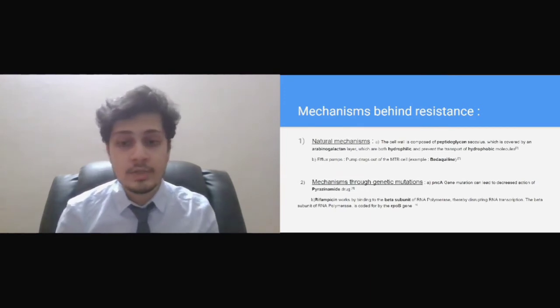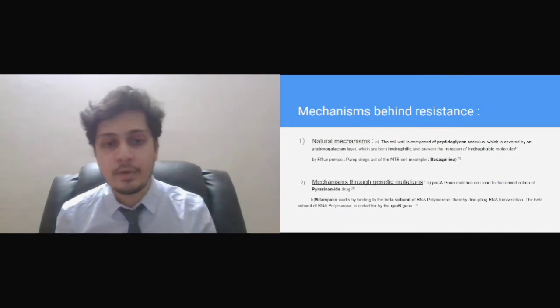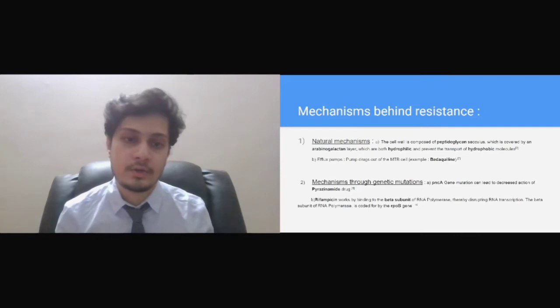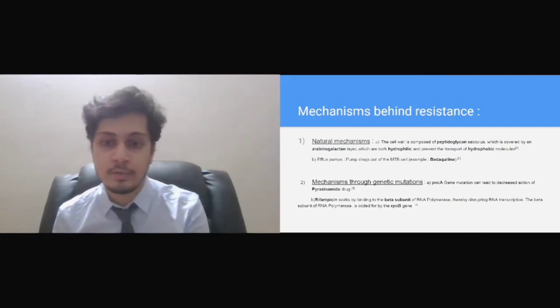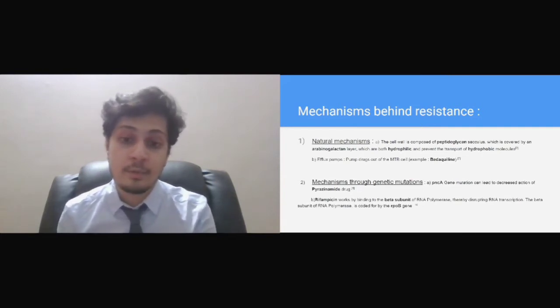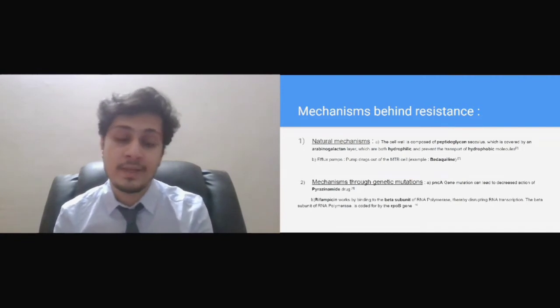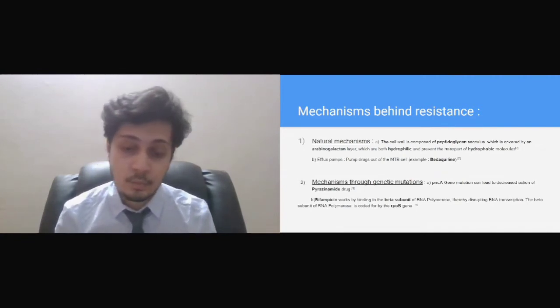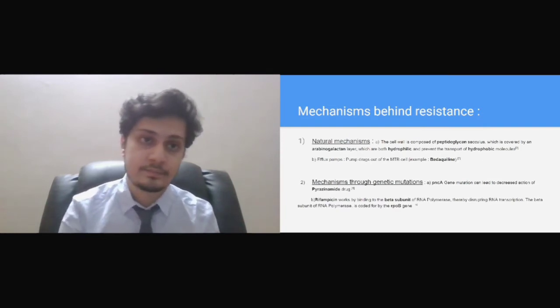Now, rifampicin usually works by binding to the beta subunit of RNA polymerase, and this disrupts RNA transcription of Mycobacterium tuberculosis. The beta subunit of RNA polymerase is coded for by the RPOB gene. Now, any variation in the gene expression will lead to a decreased effect of rifampicin.